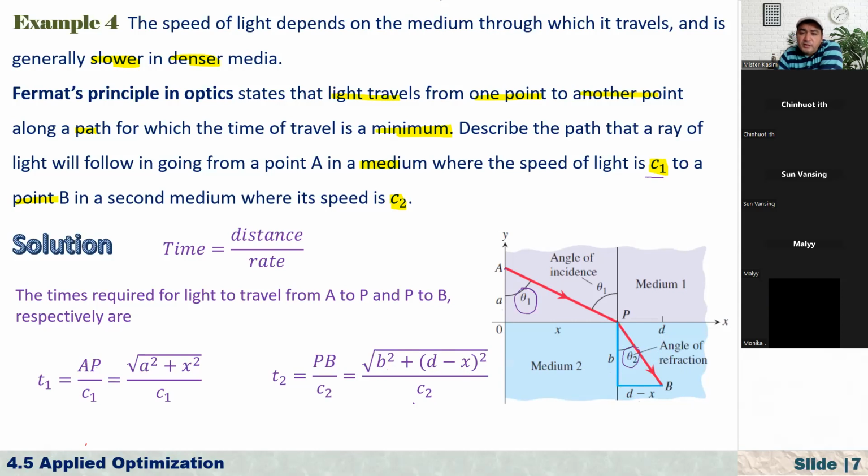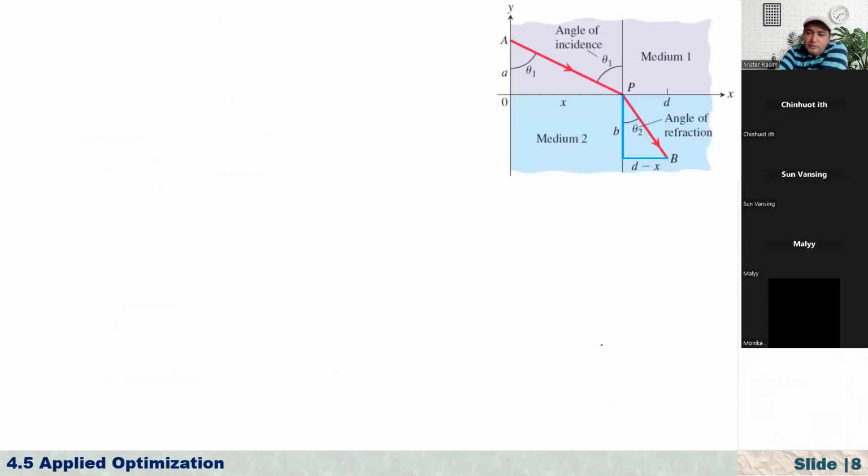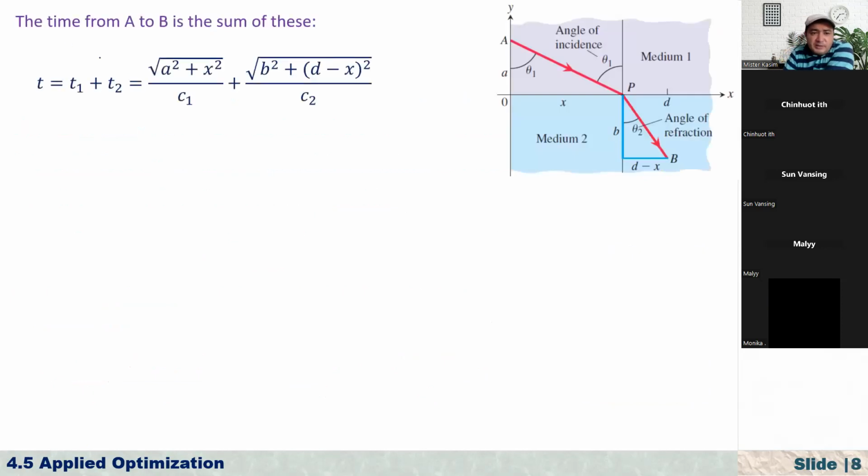Okay, so now we can find the total time. What is the total time for the light to travel from A to B? It is T1 plus T2. So that's T1 plus T2. We are just adding those two expressions.